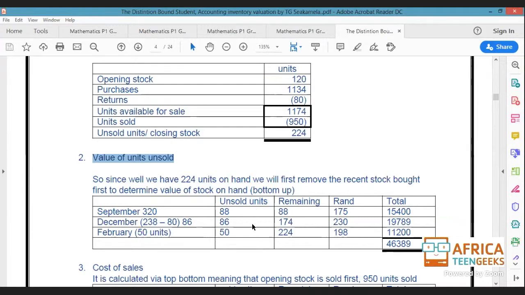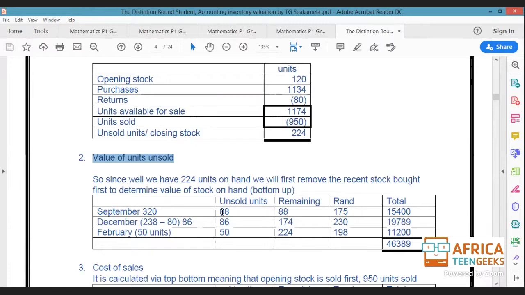Then now you have to look here. Then you need to say 88 plus 86. You'll get 174. 174 plus 50 units, you'll get 224. This is the bottom up method I'm talking about. Therefore, now you've reached your target of 224 units. Then you have to multiply it by its value.